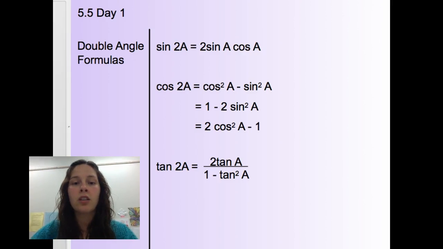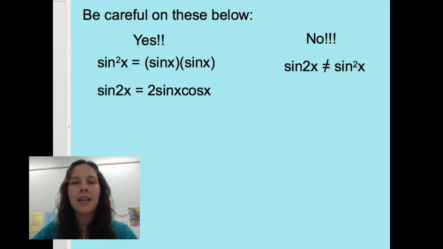Little word of caution before we get started is some errors that students typically make with evaluating the double angle expressions. So first of all, remember when we have sine squared of x, what that means is sine of x squared. We kind of shortcut it by putting that square up there. And it's sine times sine.